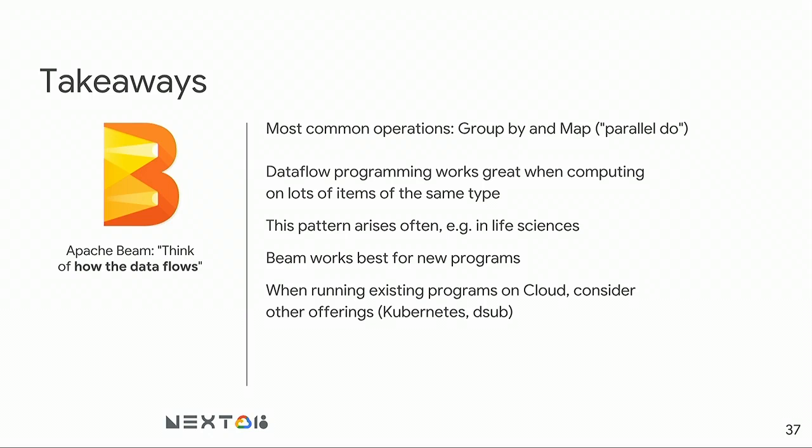Just a few takeaways. If you can remember just one thing about Apache Beam, think of it as an abstraction about how the data flows through your computation. Putting your computation in these terms allows it to get really high degrees of parallelism and performance. This is really good when you're computing with lots of data items that are the same type. This is a common pattern in life science. You may also see it in your field. The most common operations are group by and map, or parallel do.